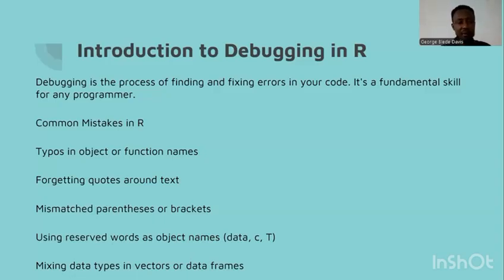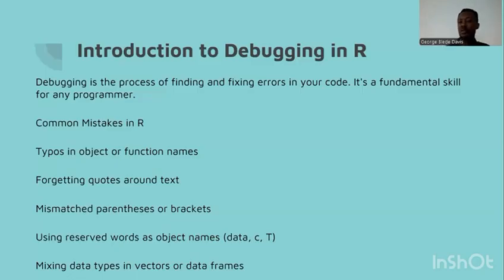Introduction to debugging errors. Debugging is the process of finding and fixing errors in our code. This is a fundamental skill for any programmer. You have to know how to identify errors, read the error messages, and fix them. We call that debugging. So, common mistakes in errors.